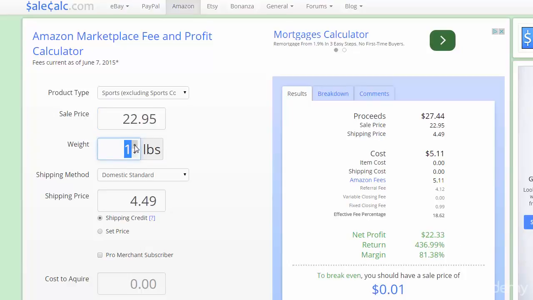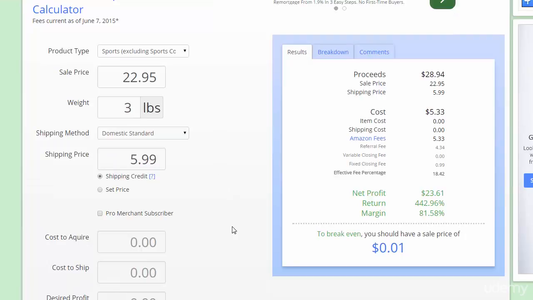Weight. You can usually find this out by looking at a different product, which sometimes gives the weight. You can also look at the manufacturer information on Alibaba to determine the weight of each block. Let's just say it's 3 pounds. Shipping method, just keep it as domestic standard. Shipping price, it kind of depends, but it actually gives $5.99 as a standard domestic price now. It doesn't really matter, because that's kind of up to Amazon and up to the customer, although it does determine what your profit will be.